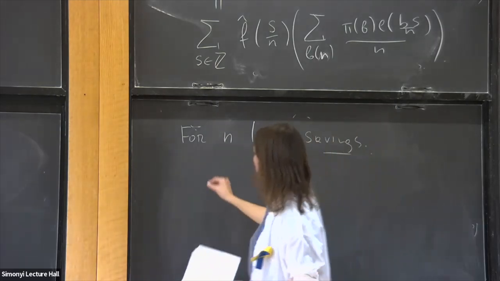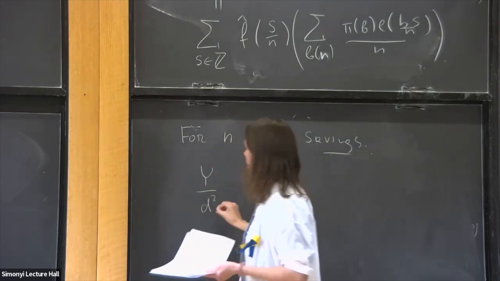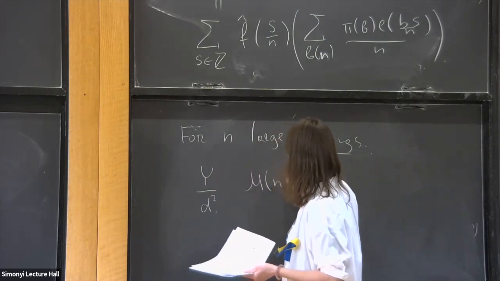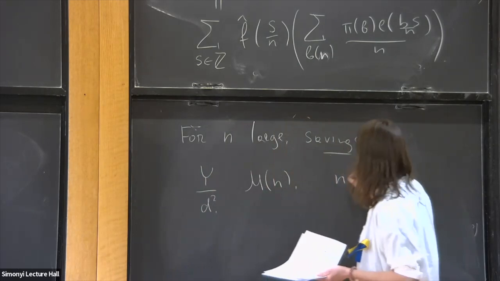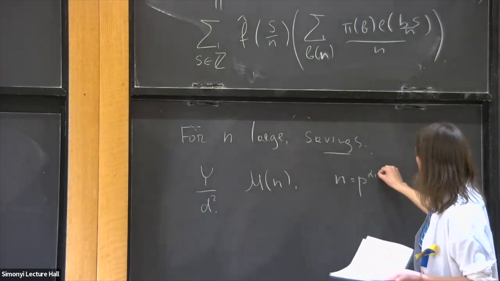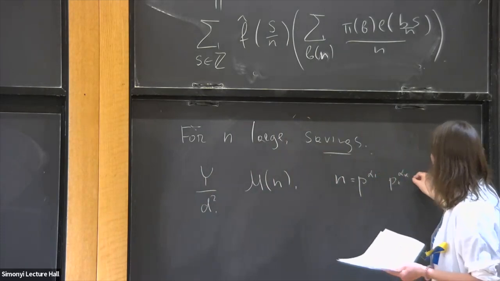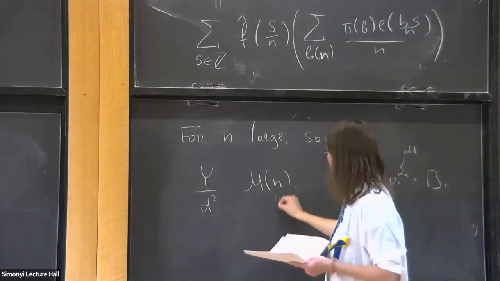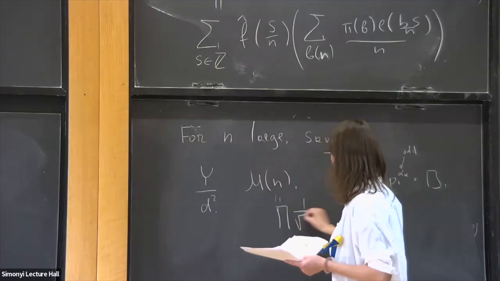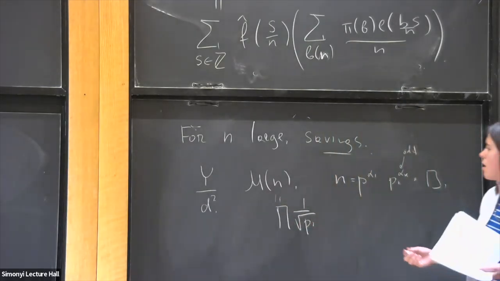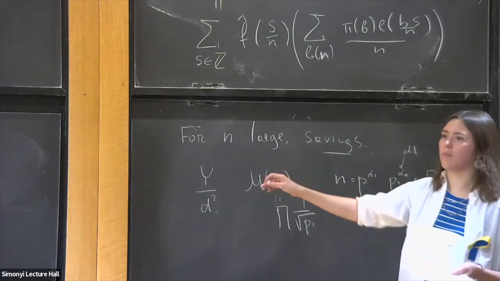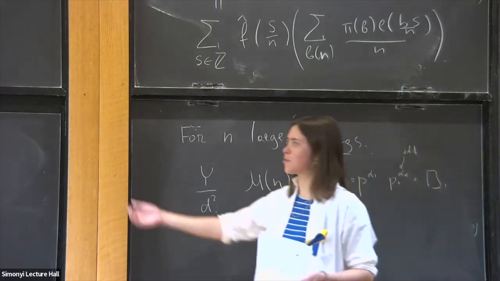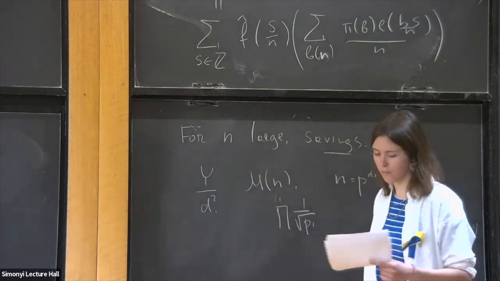And the savings will be, so the trivial bound is of size y over d squared. And the savings that we get is something like a function m over n, which is expressible as, so if n is p1 to the alpha 1 through pk to the alpha k, with these odd, times a square, then this function is going to be like a product of 1 over root p_i. So you can see why here we're relying very heavily on n being large, because if n is small, we're getting no savings at all, which makes sense because when n is small, terms should be contributing to the main term.